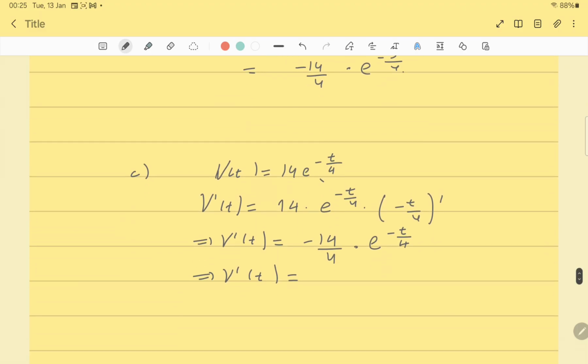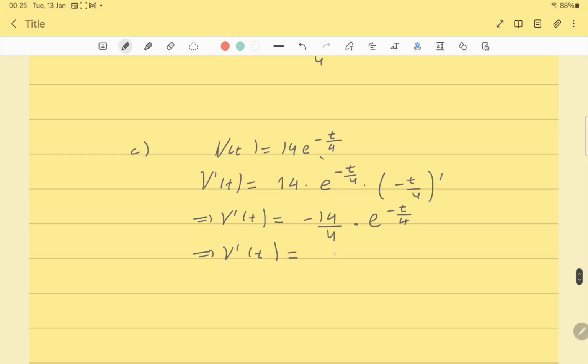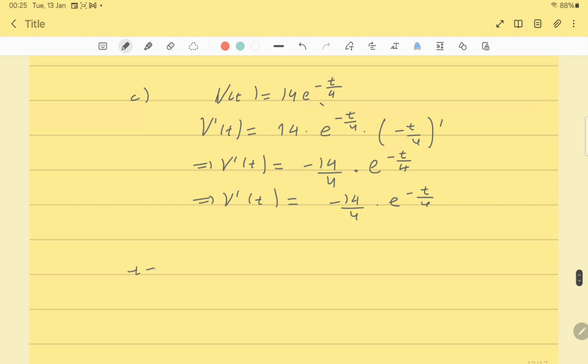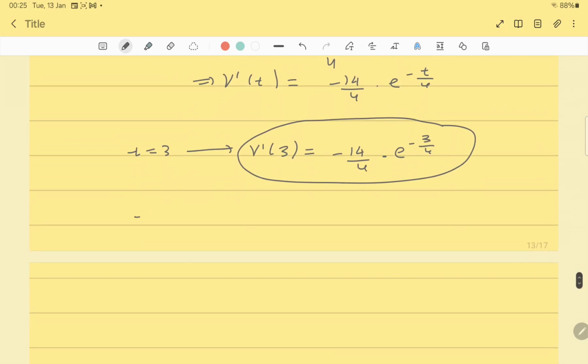And you can simplify that. Well, let's leave it like this. So minus 14 over 4 times e to the minus t over 4. Evaluate the derivative at t equals 3. This will give minus 14 over 4 times e to the minus 3 over 4. And evaluate the derivative at t equals 5. V prime of 5 is going to be minus 14 over 4 times e to the power of minus 5 over 4.